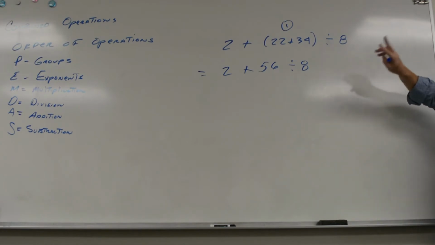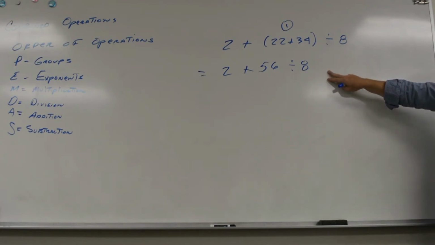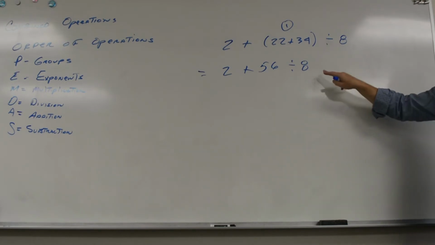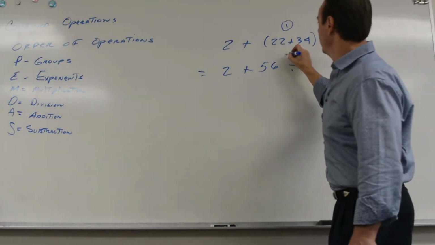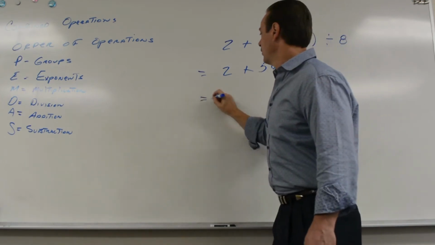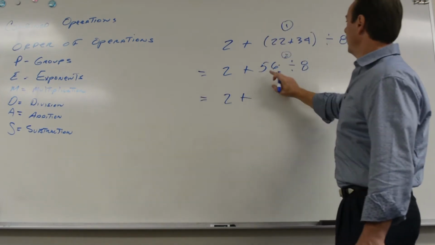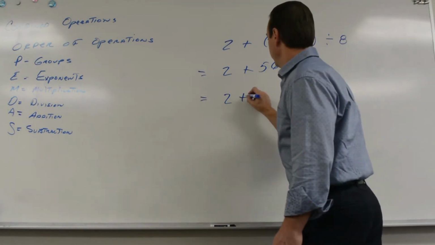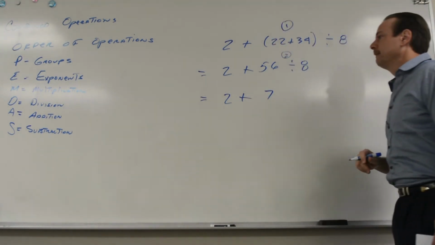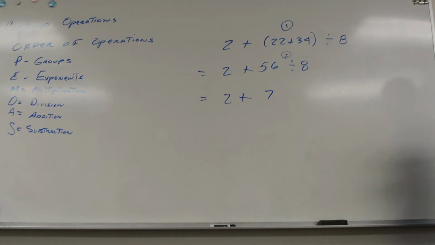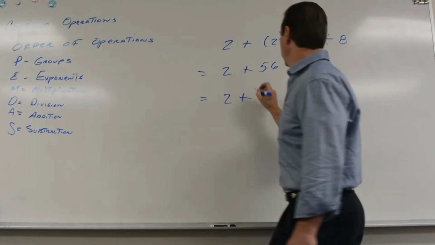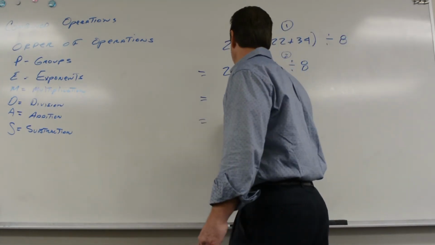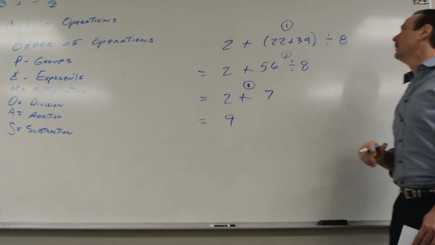Now, are there any exponents? No. How about multiplication? No. How about division? Yes. So this is going to be done second. We just bring down the 2 plus. 56 divided by 8 is 7. We go down to our next line. Is there any addition? Yes. So here's our last operation. Our answer is 9.